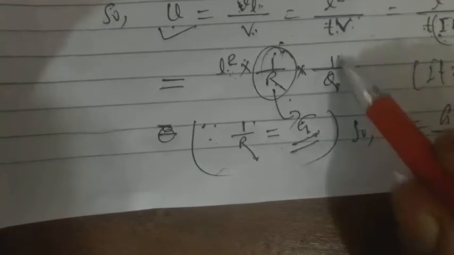Clear that? Now I am showing here by separation of these terms, l square 1 by R and 1 by t 1 by Q. So I t is equal to Q. Here I t is equal to Q. So this becomes these terms, and now by definition 1 by R, that is 1 by resistance, is called the conductance. So l square G by Q.